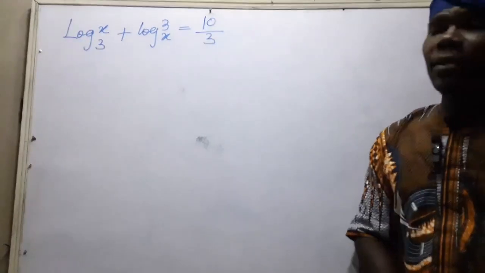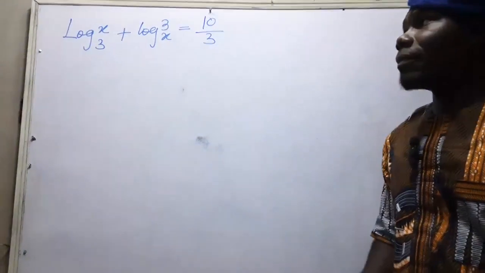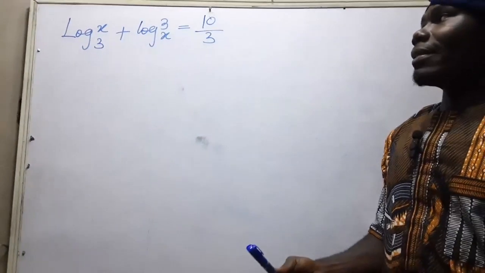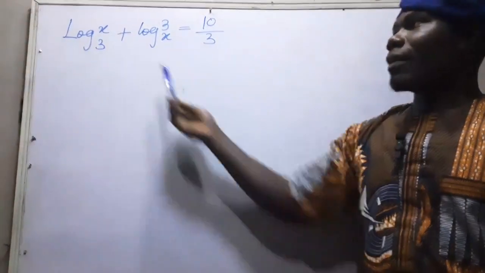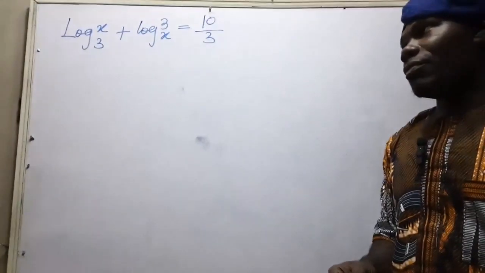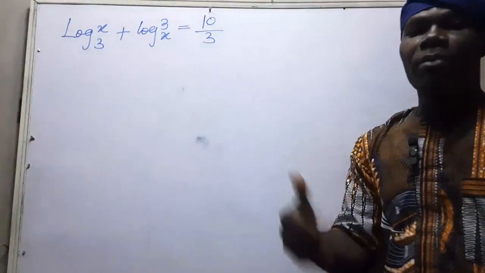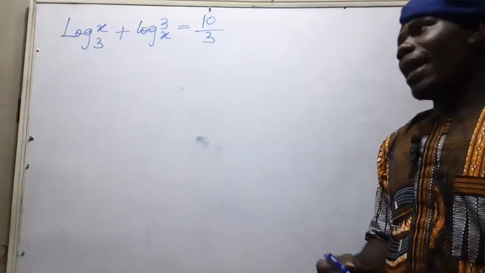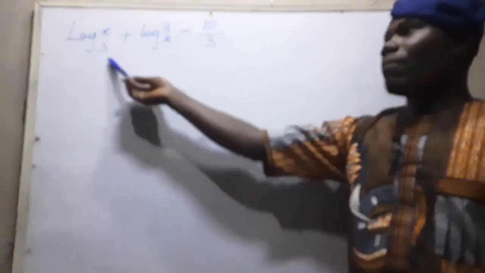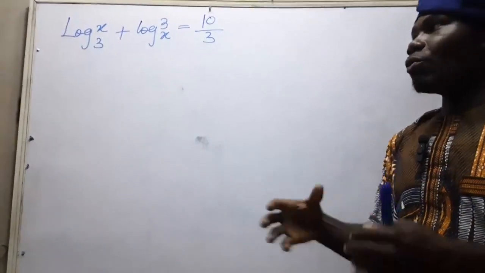So now, in solving a question in this form, the most important thing to consider is that there are some rules guiding the theories of logarithms. The first rule we are going to apply here is the change of base rule. You must apply the rule of change of base. After applying it, you are able to manipulate and substitute some values.